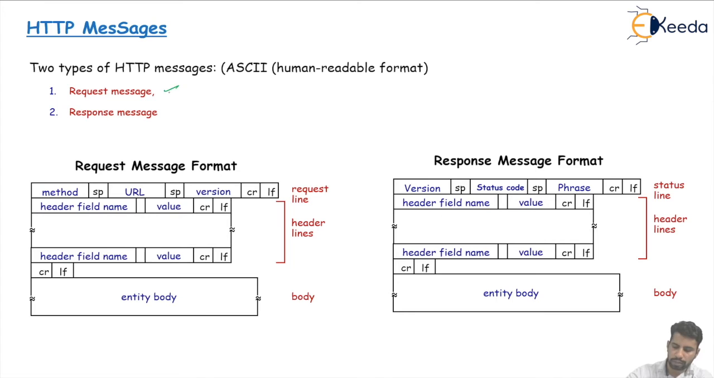Mainly two types of message. One is a request message and second is the response message. Request message format is this one. Here we have a request line. This request line first contains the method.